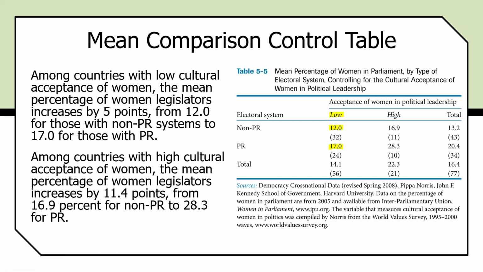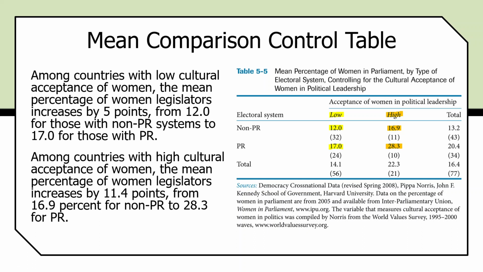And now we have these 21 countries in which there's high cultural acceptance of women in leadership positions. And let's first compare the effect of non-PR and PR. With non-PR, on average, 16.9% of their parliaments are women, about 17 points. And that increases dramatically to 28 points, 28.3 points. So under conditions of high cultural acceptance, we go up about 11 percentage points here compared to about 5 percentage points here.